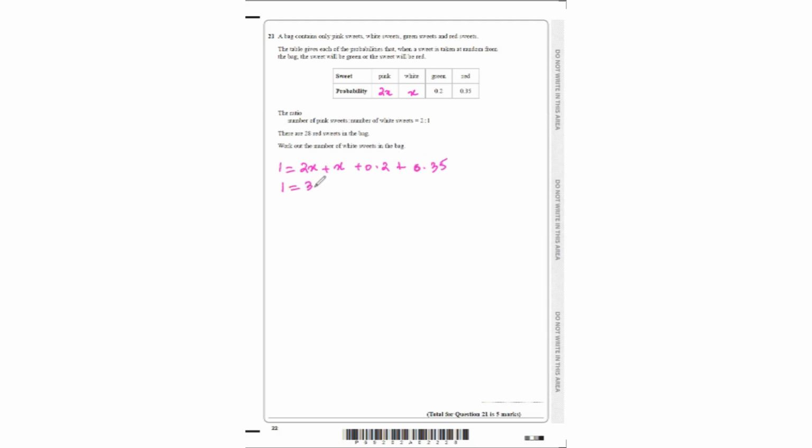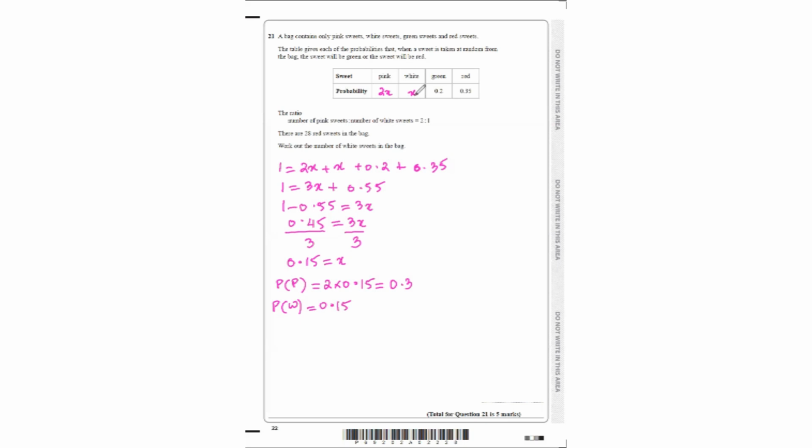So that's 1 equals 3x plus 0.55. 1 minus 0.55 equals 3x, which is going to be 0.45. And then you divide both sides by 3 to find the value of x, which is 0.15. Now, once we have the value of x, we know that the probability of pink sweets is going to be 2 times 0.15, which is 0.3. And the probability of white sweets is going to be 0.15, which is x.